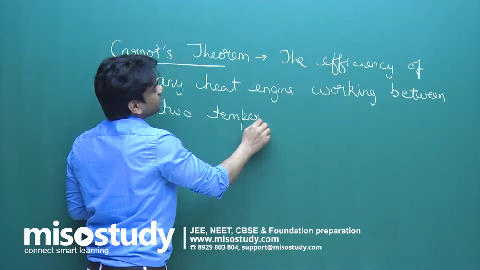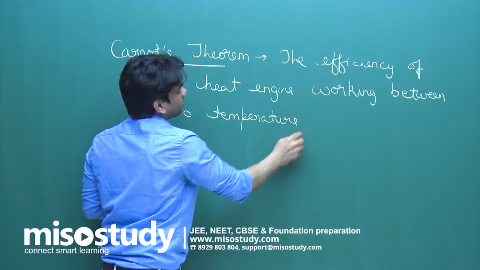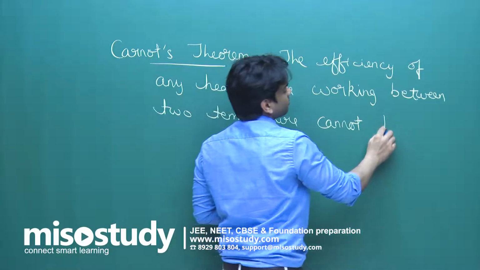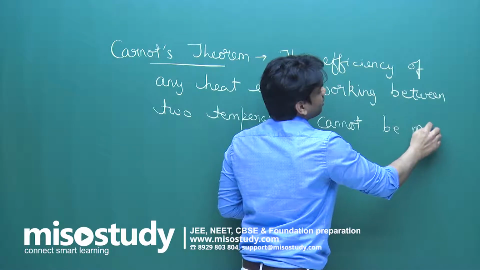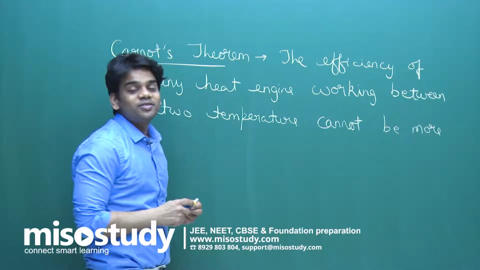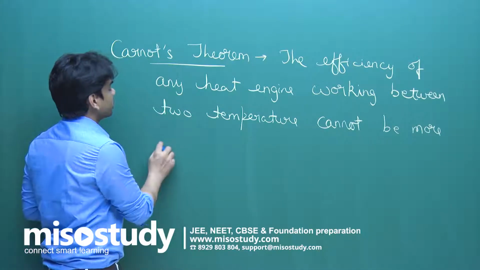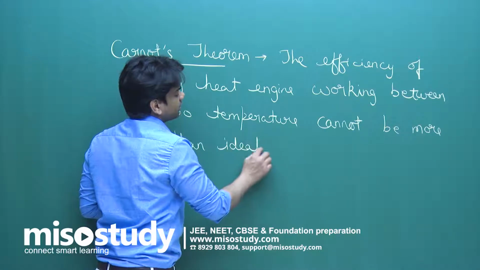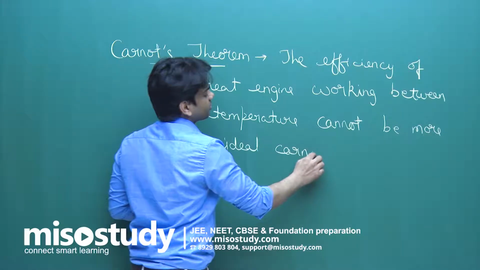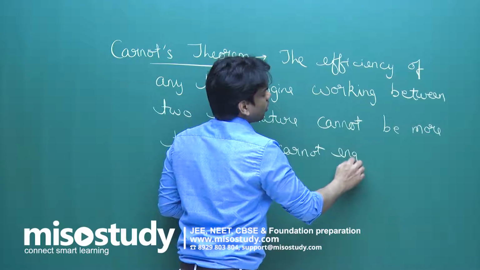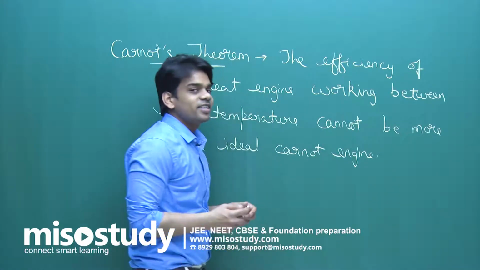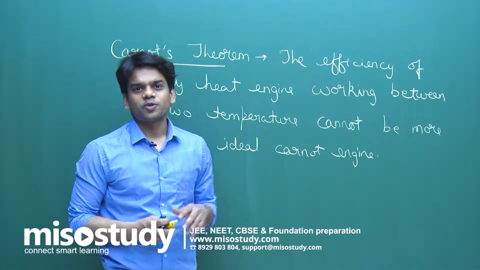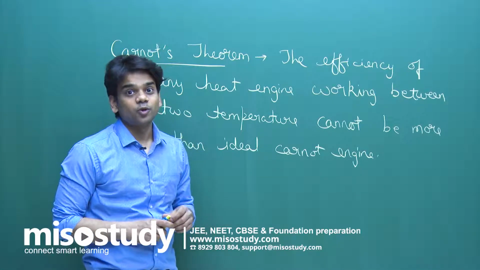Any heat engine working between two temperatures cannot be more than an ideal Carnot engine, that I have already discussed in the last class. Efficiency of Carnot engine, I have already discussed in the last class. It was actually work done with respect to the heat supplied. This was what I have told you in the last class.